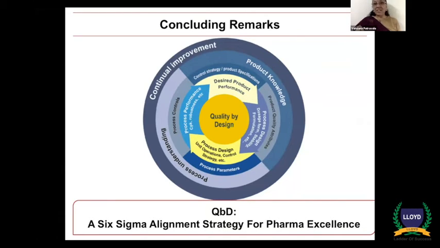Meaning, initially, they get 1 on 5, 1.5 on 5, and by the time they come to parenteral dosage forms, even including freeze-dried, lyophilized, to-be-reconstituted products, they come to 5 on 5. So that's a kind of achievement which we get if we inculcate the right practices in them.